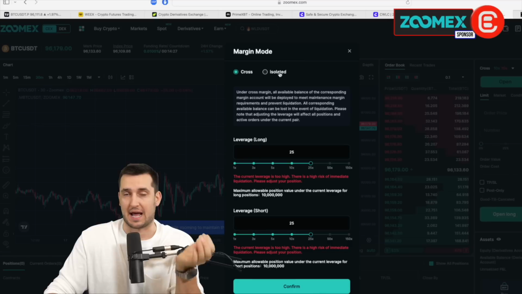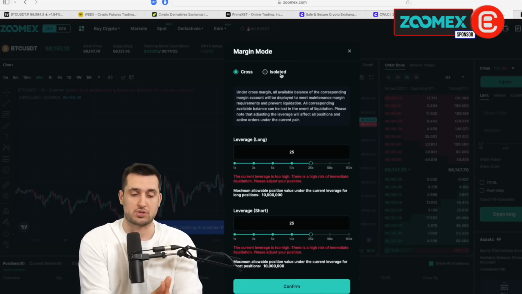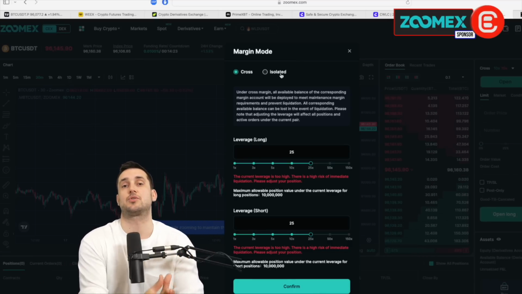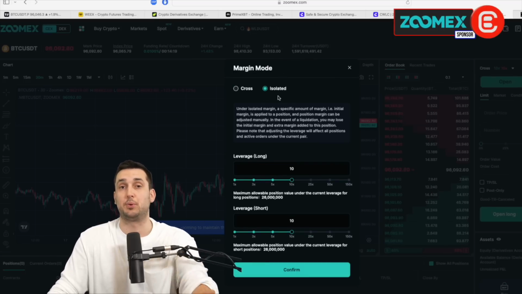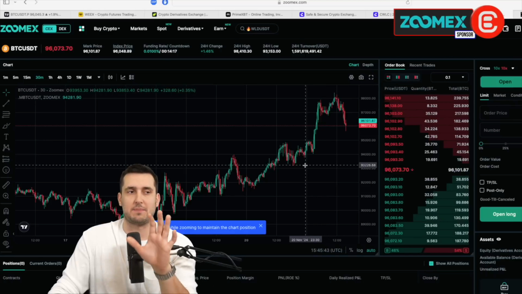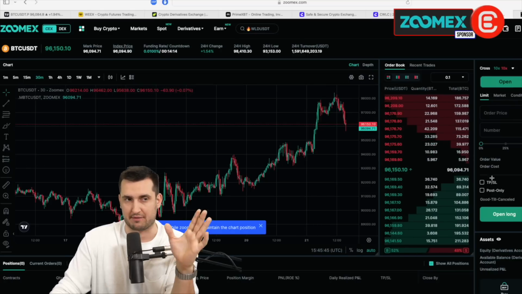And there is cross margin and isolated margin, which means if you use cross margin, you're basically risking your whole account as collateral. And in isolated, you're only risking the amount of money you put in a specific trade. And I know it might be a little bit confusing, but trust me, I'm going to clear everything out.